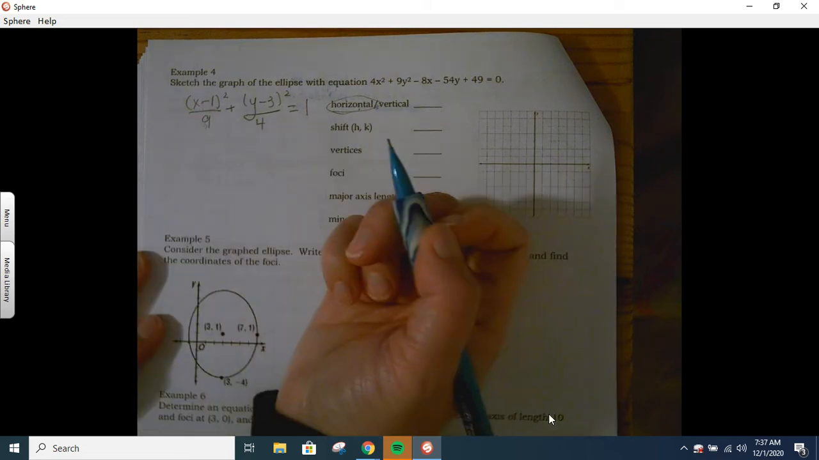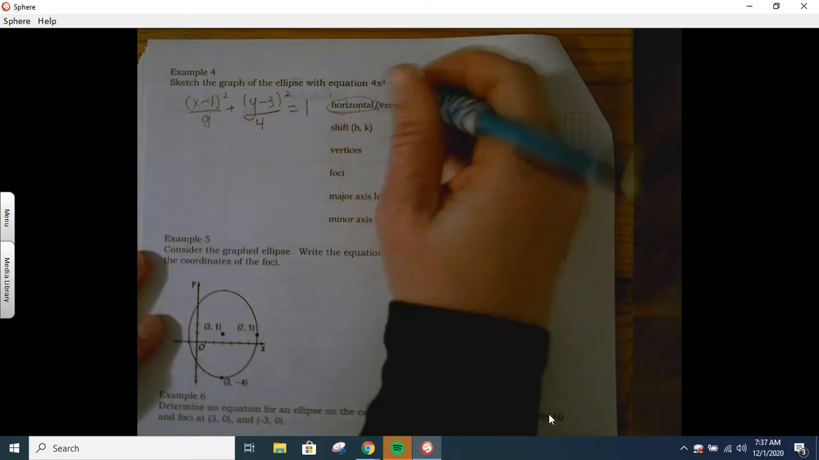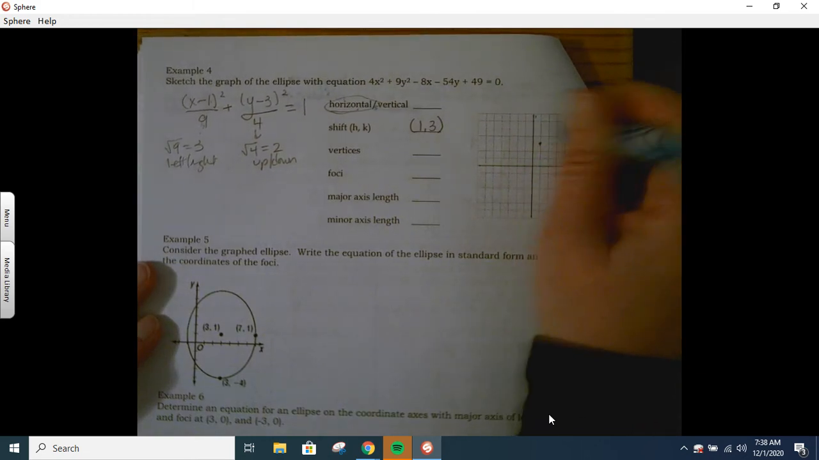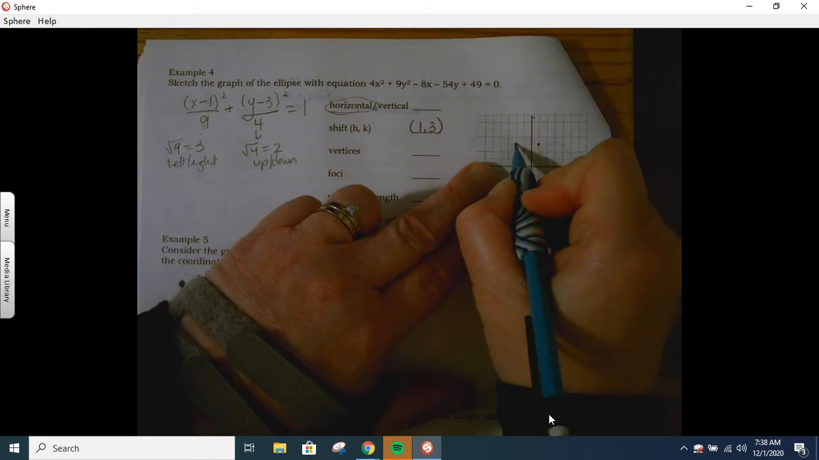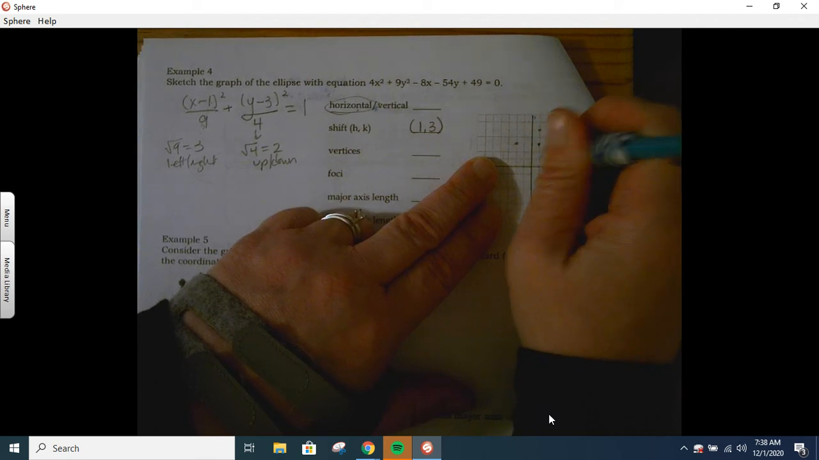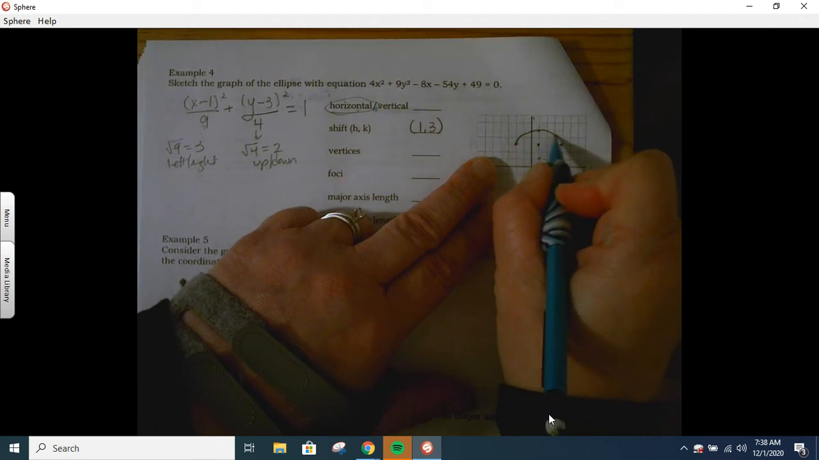Okay, so this is going to be longer horizontally because the bigger numbers under the x, and the x-axis is horizontal. My shift, that would be 1, 3. So then, and this 9 tells me I'm going to go 3 left and right. This tells me I'm going to do the square root of 4 or 2 up and down. So from 1, 3, see, 3 left and right. So 1, 2, 3, and 1, 2, 3. And then what do we say? 2 up and down, 2 and 2. All right, so here's my ellipse.